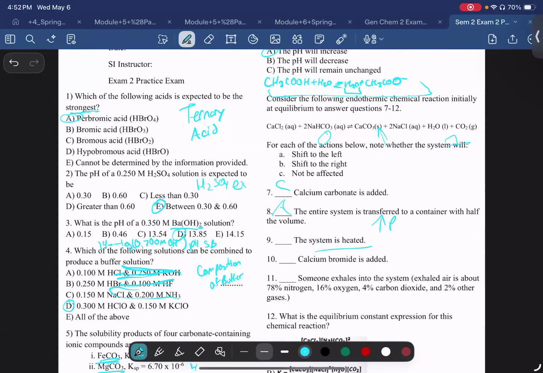System is heated. This tells you it's an endothermic reaction. And so that means the heat is on the reactant side. And so if the heat is added, it's going to shift right. Calcium bromide is added. So calcium bromide is soluble to some extent, right? And you're adding calcium, this ion here. And so because of that, it's going to shift to the right. Okay. So when it exhales into the system, you're adding carbon dioxide, which is a product. And so that's going to shift it to the left.